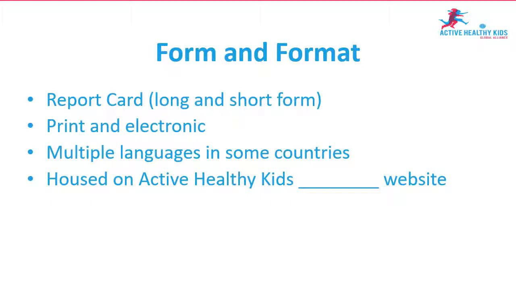Report cards are typically produced in 2 forms: a short form, which is a very public-facing summary type of document, like a pamphlet, and usually an accompanying long form that is much more like a research essay that provides all of the substantiation for the grades that are provided in the short form report. They are typically provided in both print and electronic format, and in many countries in multiple languages because of the cultures of the different jurisdictions. Many countries house their report cards electronically on their Active Healthy Kids country website. So for example, Active Healthy Kids Australia or Active Healthy Kids Ghana websites.